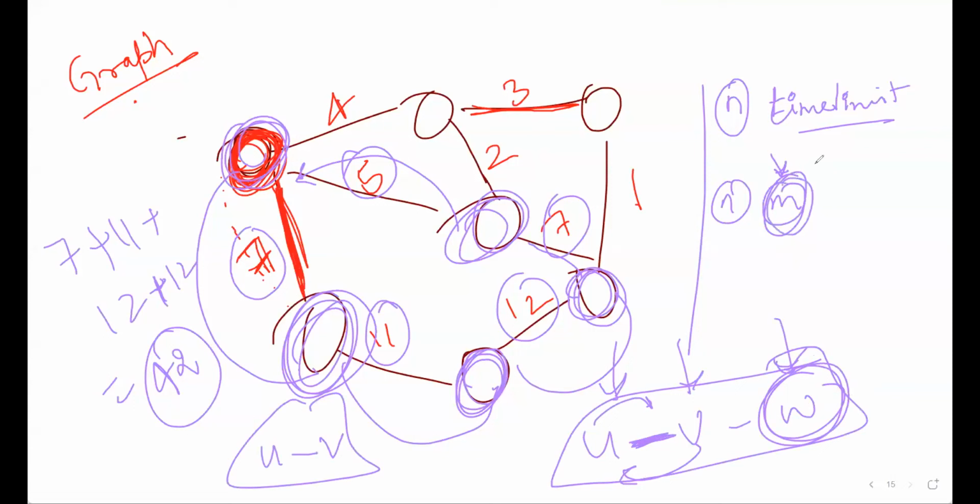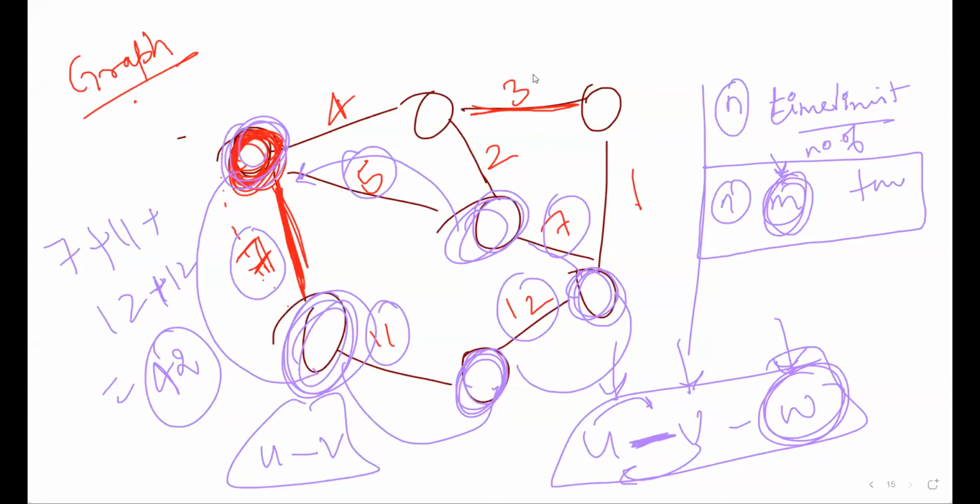So M is nothing but the number of roads, and then there is a time limit. So the first line of input contains these three things: N, M, and time limit. N is the number of cities, M is the number of roads, TM is the time limit. Okay, so this is the first line.